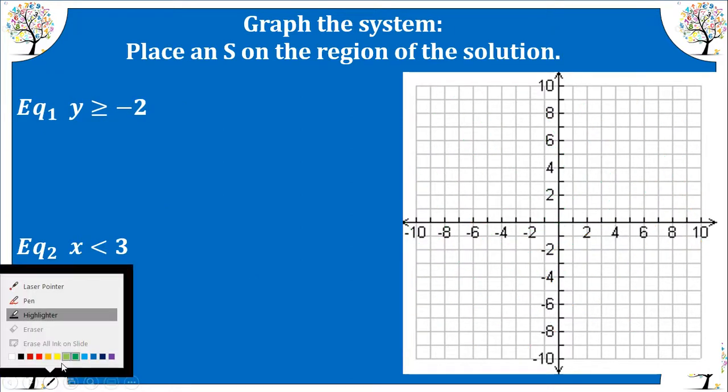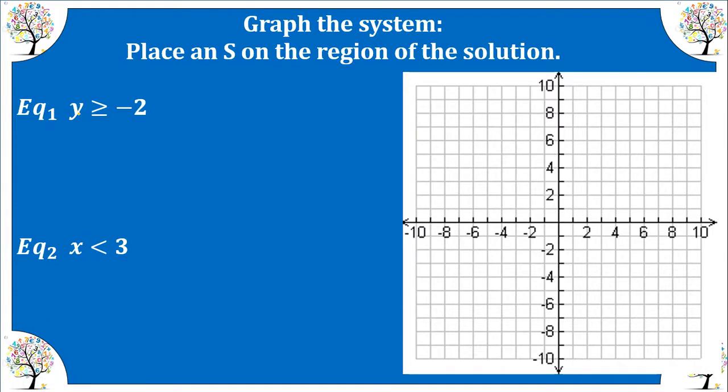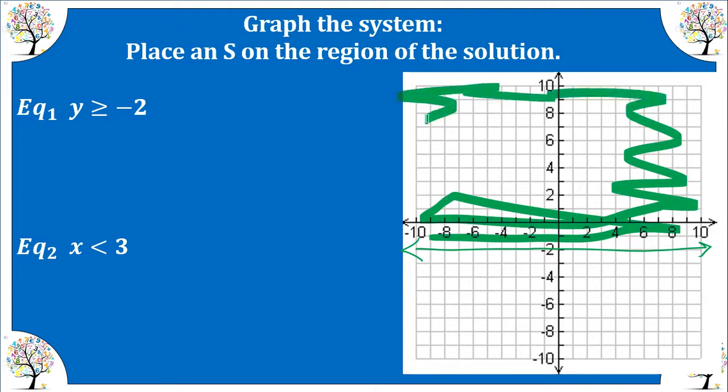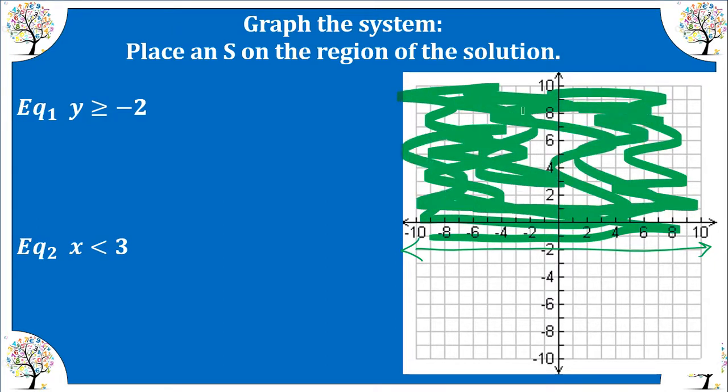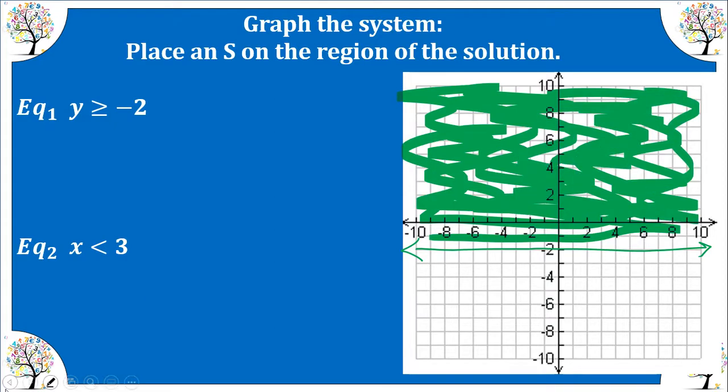Okay, let's graph these. Here we have the horizontal line, y is greater than or equal to negative 2. All of these points create that horizontal line because our ordered pairs all have a y value of negative 2. It is going to be solid. Here's the boundary line. It says y is greater, so I'm going to shade above. Why don't we try out the highlighter? So these are all the solutions for my first equation.